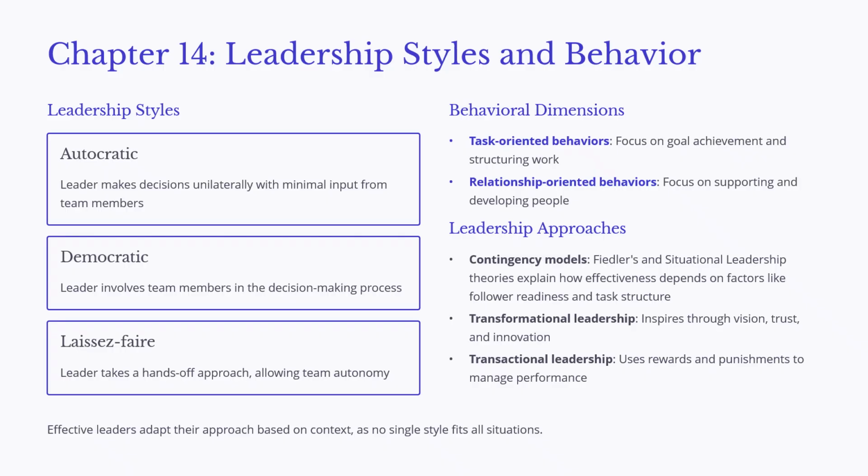It also looks at task-oriented behaviors, which focus on goals and structure, and relationship-oriented behaviors, which focus on supporting and developing people. Contingency models like Fiedler's and situational leadership show that effectiveness depends on the situation, the team, and the task. Transformational leaders inspire and motivate through vision and trust, while transactional leaders focus on rewards and punishment to manage performance.